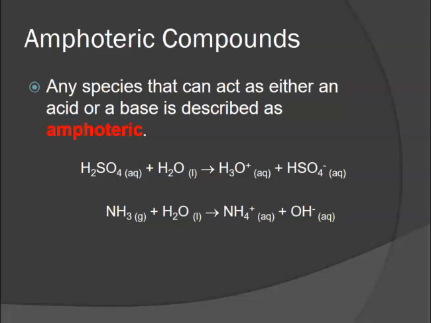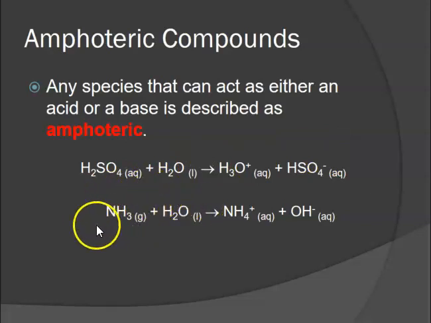All right, if something is amphoteric, that means it can act as either an acid or a base. And there's quite a few things out there that can do this. And one of those is your good buddy water, right? So if I take sulfuric acid, H2SO4, and I put it in water, water is going to act as a base. It's going to be the proton acceptor. It's going to become hydronium, and then you get your hydrogen sulfate over here.